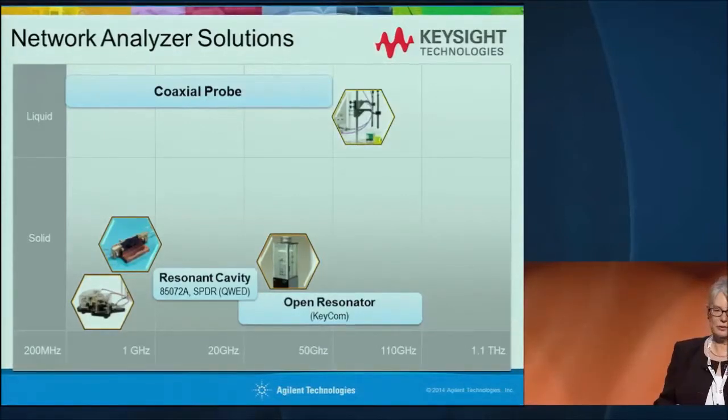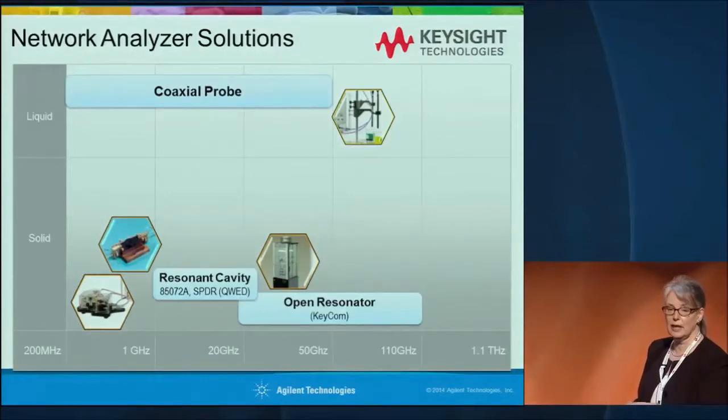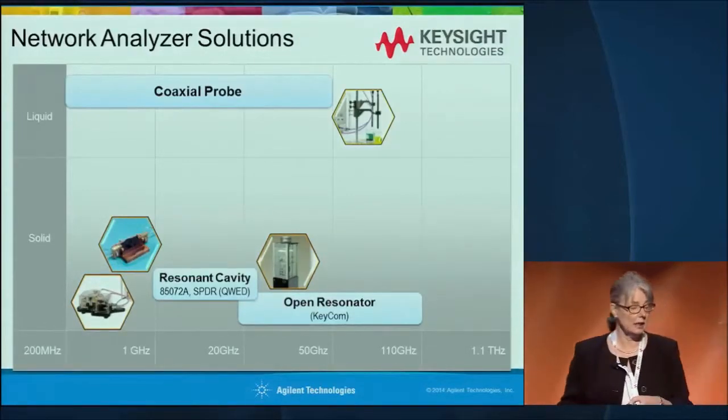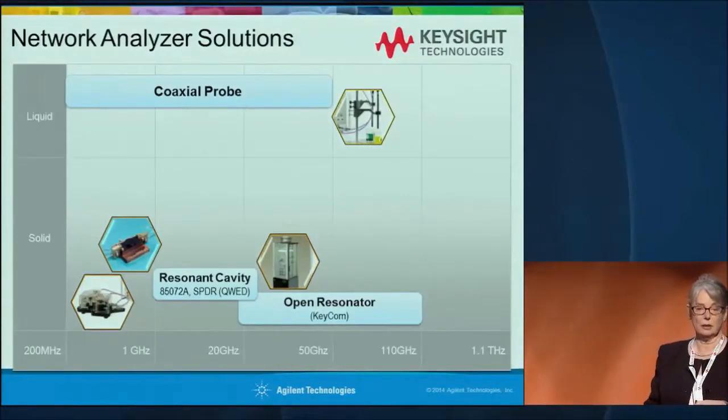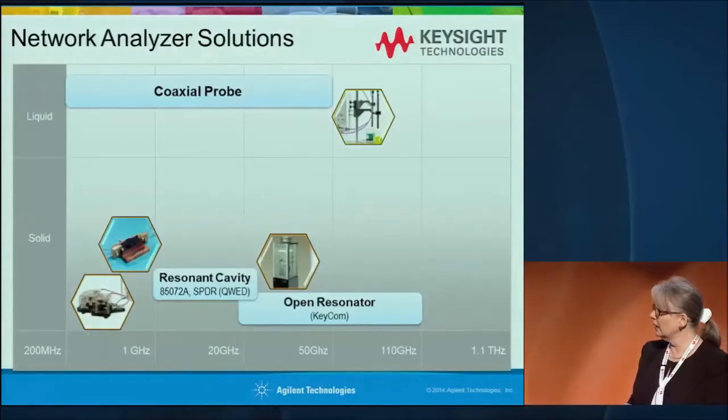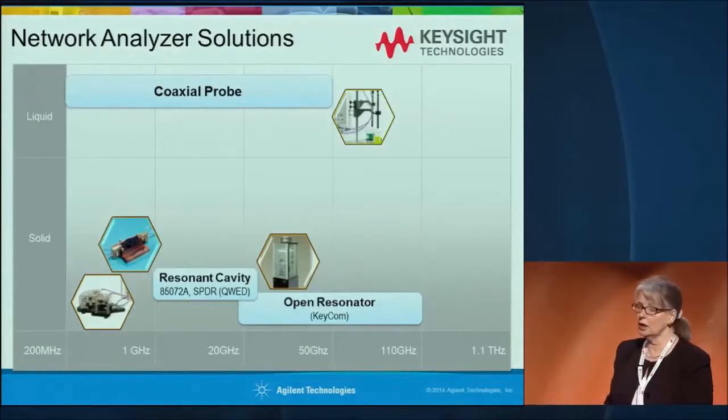There's lots of different types of fixtures. Here's just a few. We have a split cylinder resonator, a split post dielectric resonator from a company named QWED, and they're right over here. And we have one also at our booth. These go up to maybe 20 gigahertz. If you need to go higher, you can get an open resonator, and these have a couple of mirrors, and your sample goes in between. And these are very sensitive measurements for thin materials or very low values of the imaginary part of permittivity.